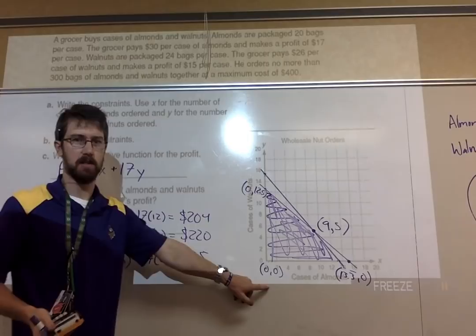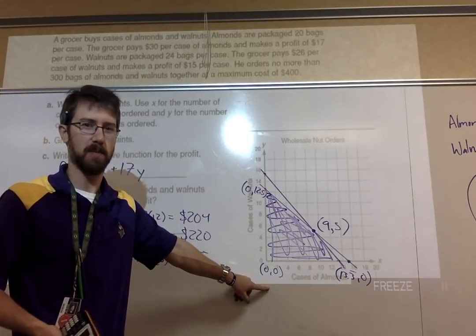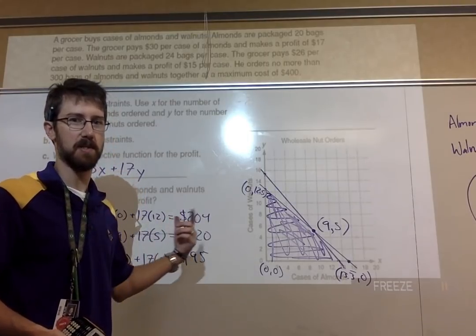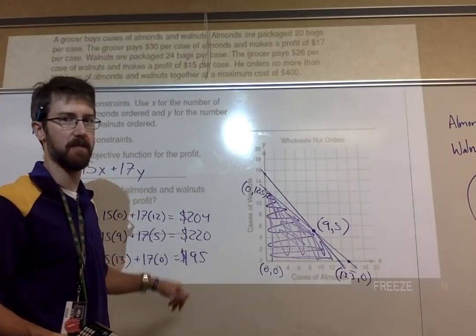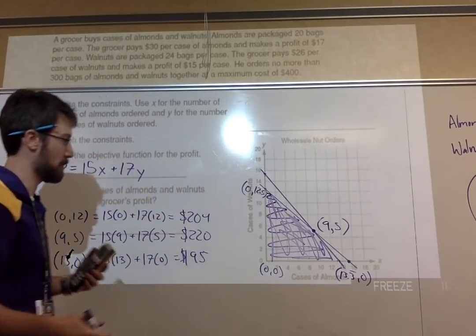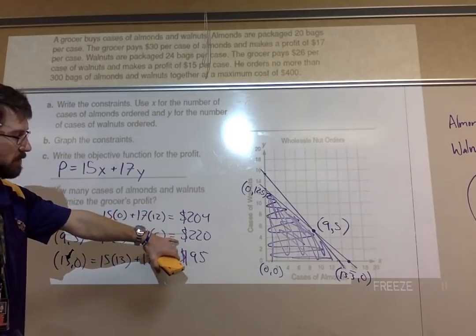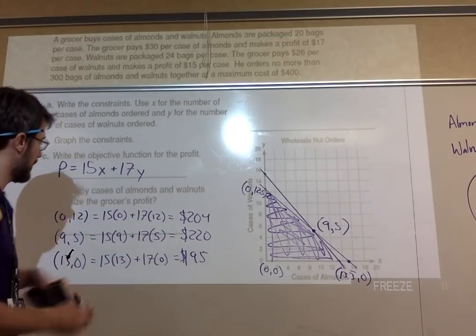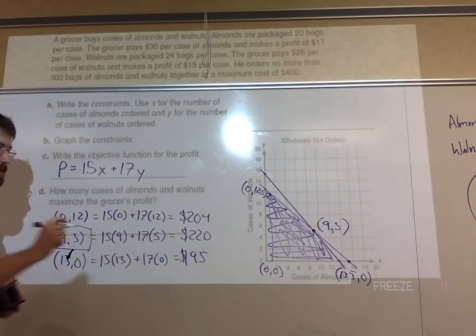Now, I'm not going to do 0, 0 because I think we can probably see that 0 times 15 plus 0 times 17 is $0, which is significantly less than all of these. That would be our minimum value. Our maximum was the middle one here at 9, 5, so that is our solution.